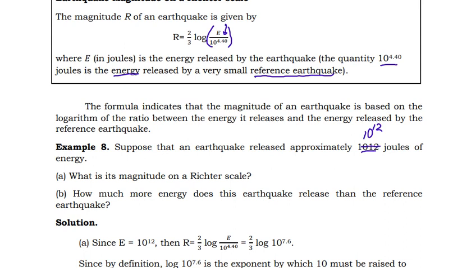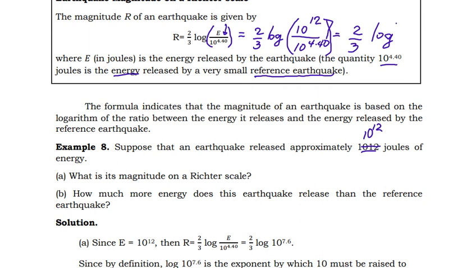So we know that R here is 2/3. So alam natin ang E natin is an energy that is in terms of joules, and that is equal to 2/3 log of, ang E natin dito ay 10 to the power of 12 divided by 10 to the power of 4.40. Okay? So when we simplify this one, this is equivalent to 2/3 log of, we subtract, of course, by laws of exponent. That is 12 minus 4.4, that is 7.6. So log of 10 raised to the power of 7.6.